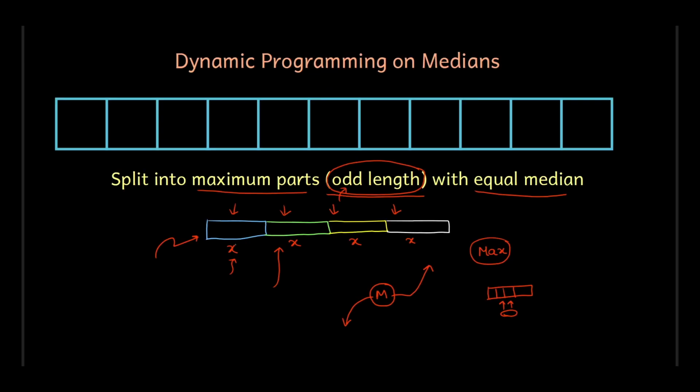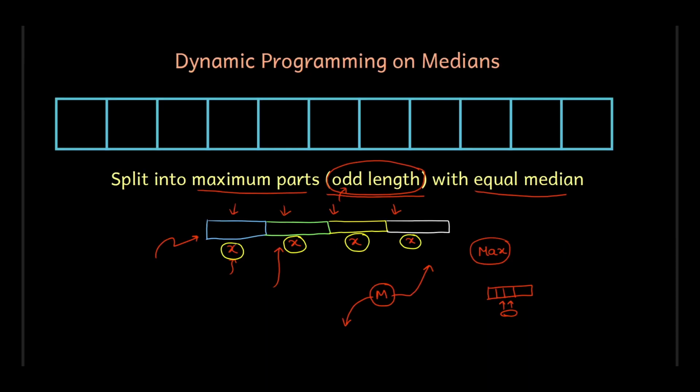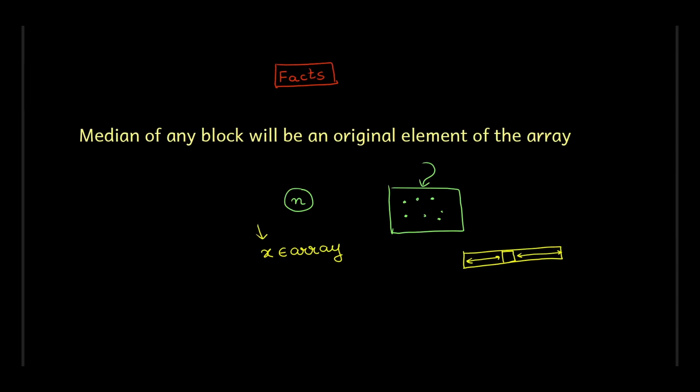So even though we do not know what should be the optimal choice of x for each of these blocks, we can assume that x has to be in the array. So we know that x will definitely belong to the array. So instead of guessing the x that can provide us the maximum number of blocks, can we not just try all x? So this is the first property of the median that you will utilize.